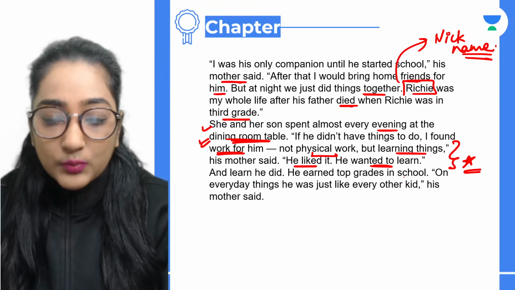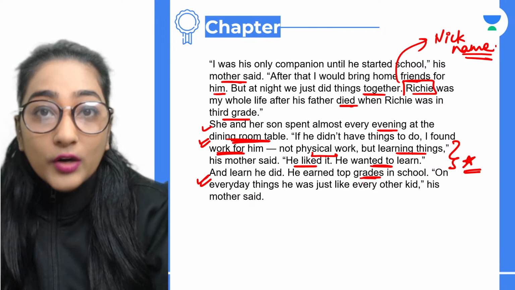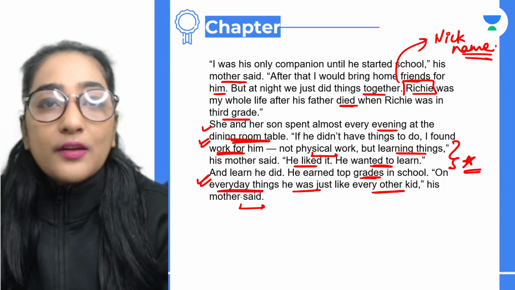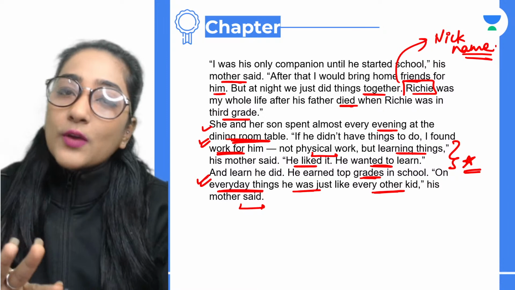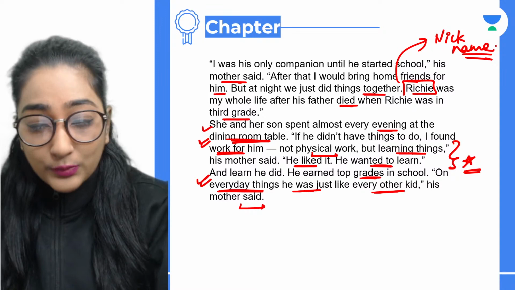All right. Now, and learn he did. और वो learn भी करता था. He earned the top grades in school. That means that he used to secure the good position, the first position in his school. On everyday things, he was just like every other kid, his mother said. Now, on everyday things basically refers to things like the daily routine and the usual things that kids do. So he was similar to others. The only good and very different factor was what? That he used to be very much interested in learning new things. All right, is that clear? It is what it is, right?